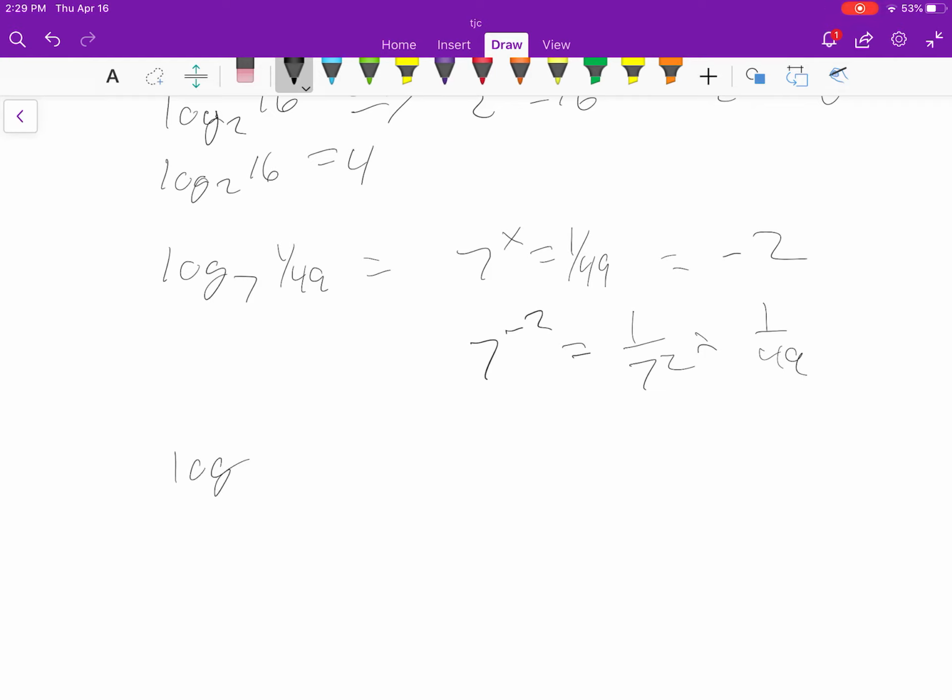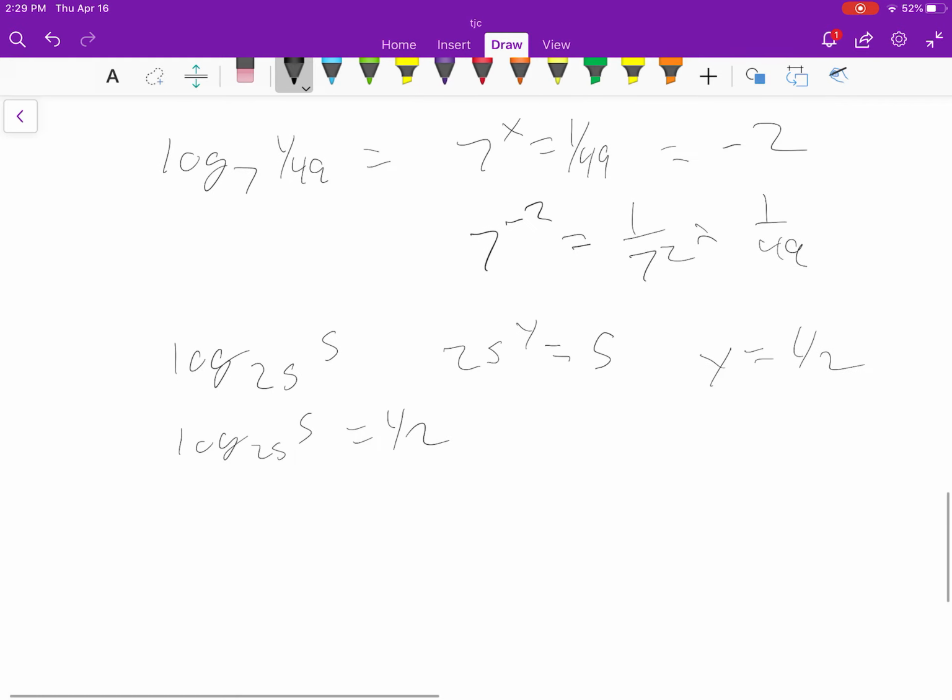Evaluate this. Okay, well, we're solving 25 to the y equals 5. What value of y makes this true? Well, the square root of 25 equals 5, so then y would equal 1/2. So the solution to this is 1/2.